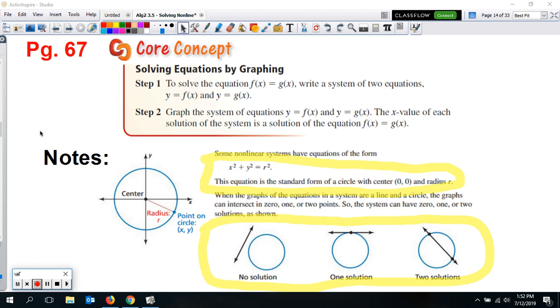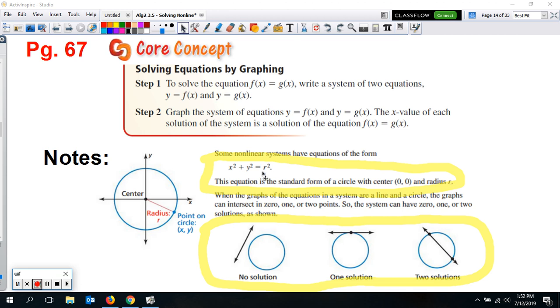Okay, so back on page 67, back on those notes section, I just want you to also include the circle with those graphs as well that you drew. So go ahead and write this down there for the circle graph. So x squared plus y squared equals r squared. This equation is the standard form of a circle with a center at (0, 0) and a radius r. So go ahead and write that down.